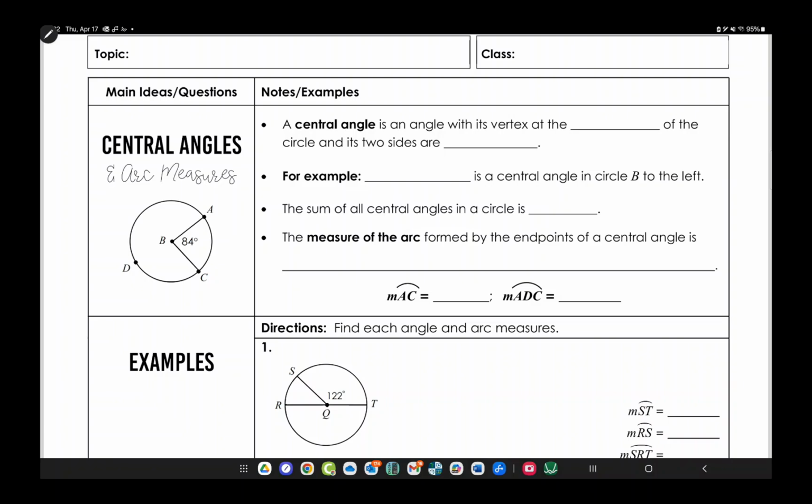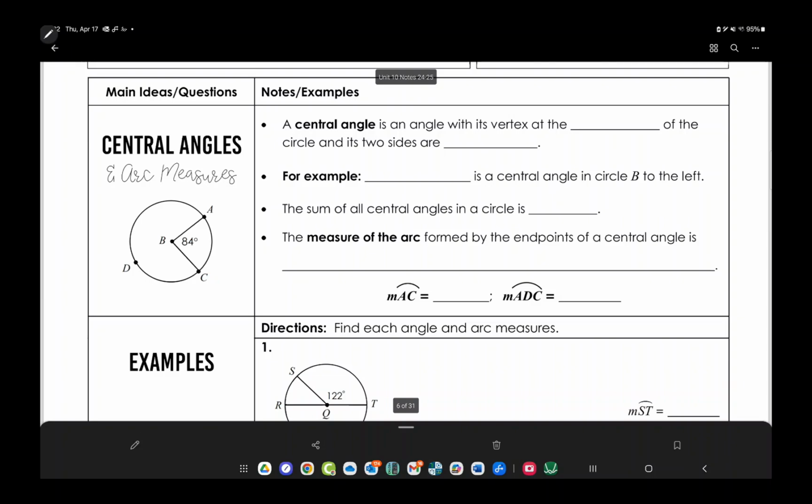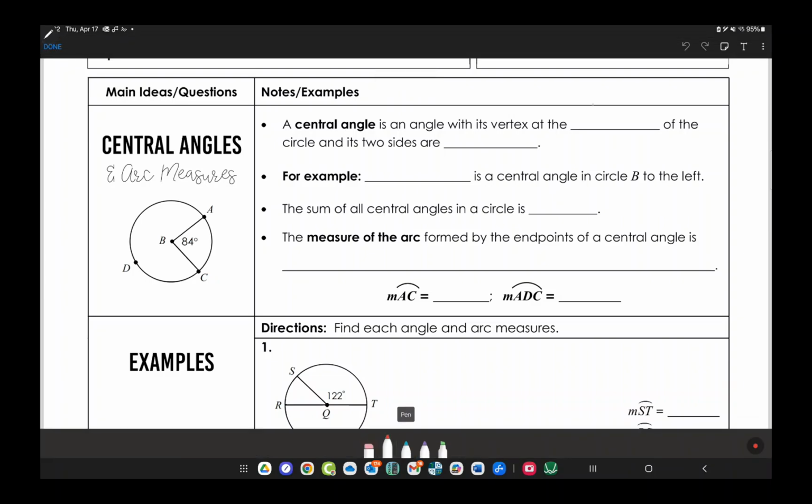10.2. A central angle is an angle with its vertex at the center of a circle, and two sides that are radii. So, for example, here angle ABC is the central angle. The sum of all central angles in a circle is 360 degrees.